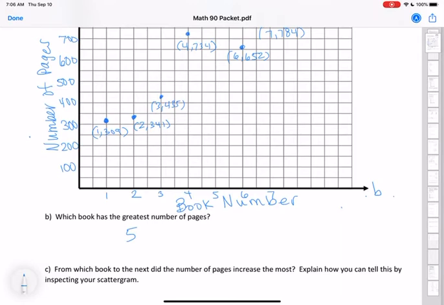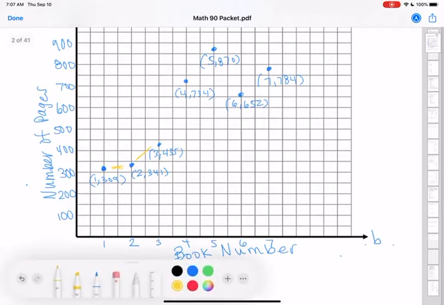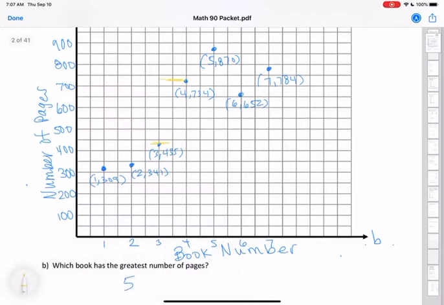Explain how you can tell this by inspecting your scattergram. Between which books did it increase the most? So let me change colors here. You can see from book 1 to 2, hardly any change, right? A little bit of a bigger change from 2 to 3. Which one looks like the biggest though? That 3 to 4. Okay, so that change from 3 to 4, look at that. That is a big jump, right?